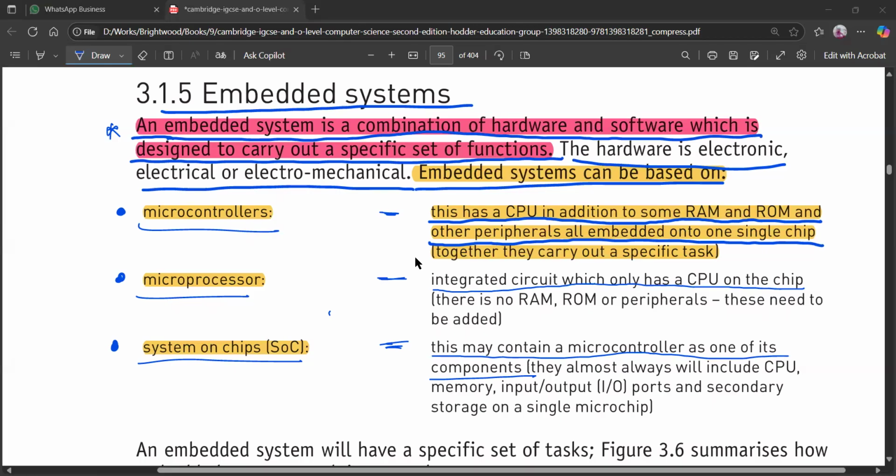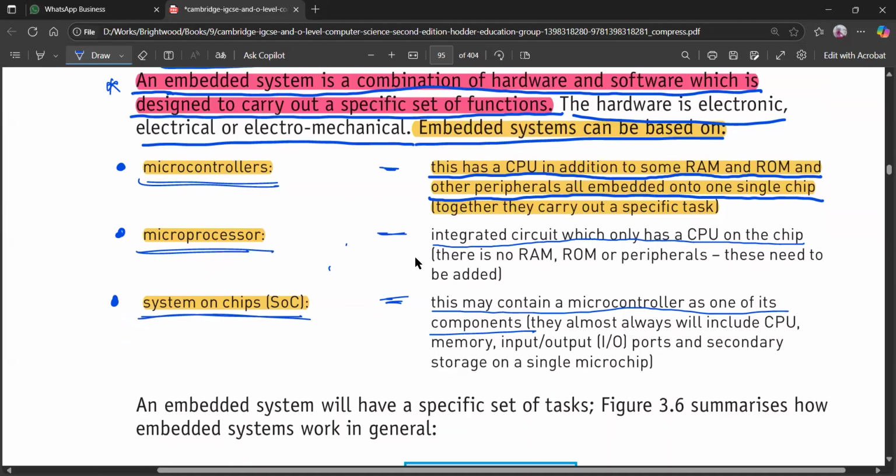I think you have written it down. These are the components of embedded systems. You have to remember an embedded system is a combination of hardware and software designed to carry out a specific set of functions. The hardware is electronic, electrical, or electromechanical. So an embedded system can be based on microcontrollers, microprocessors, and system on chips. They are the components of embedded systems.